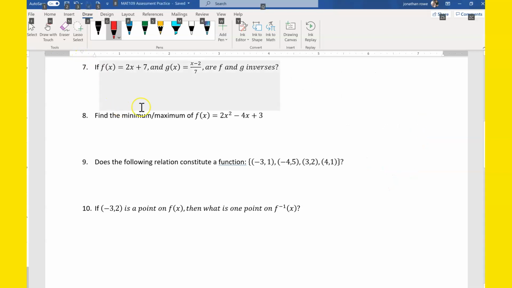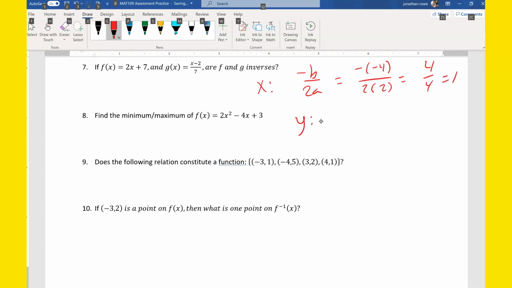All right, find the maximum or minimum value of this equation. I can show you 2 ways to do that. One is by finding the vertex of this guy. You can find the vertex by doing negative b over 2a. That gives you the x-coordinate of the vertex. And so that would be, in this case, negative 4 over 2 times 2, which will be 4 over 4, which will be 1.